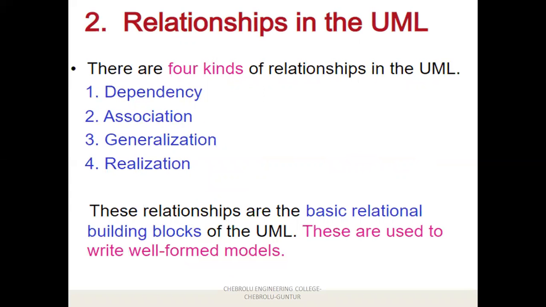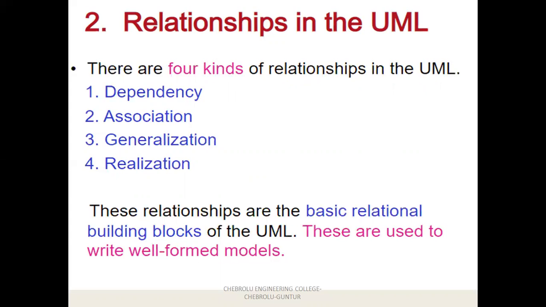There are four types of things. First one structural, second one behavioral, third one grouping, fourth one annotational things. There are three building blocks of the UML. The first one is things. Second one is relationships. There are four types of relationships in the UML. The first one dependency, second one association, third one generalization, fourth one realization.